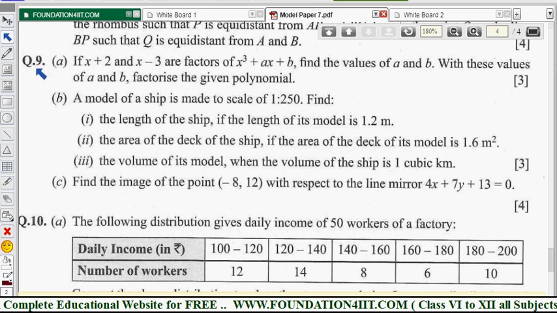Question number 9 from this paper. Let us see the first one in this. If x plus 2 and x minus 3 are the factors of x cube plus ax plus b, find the value of a and b, and with these values we should factorize the given polynomial also, right? First we'll find out the a and b values by using the factor theorem. So let me solve this.